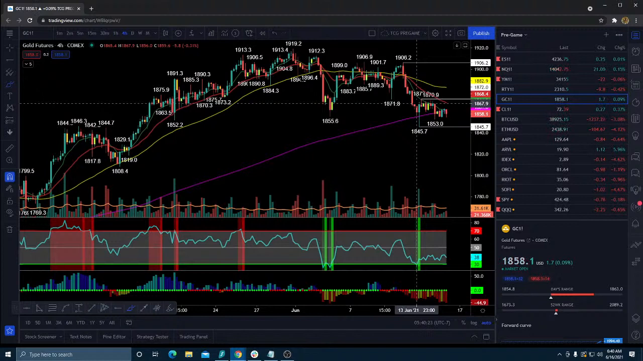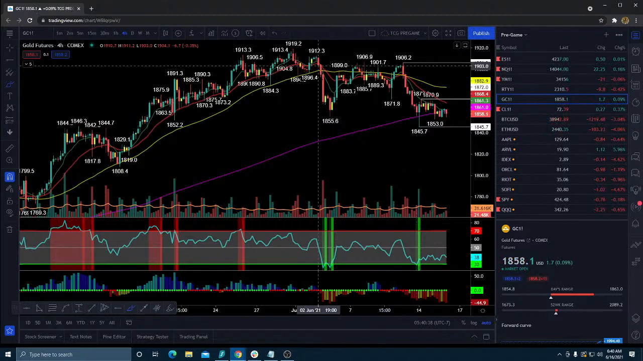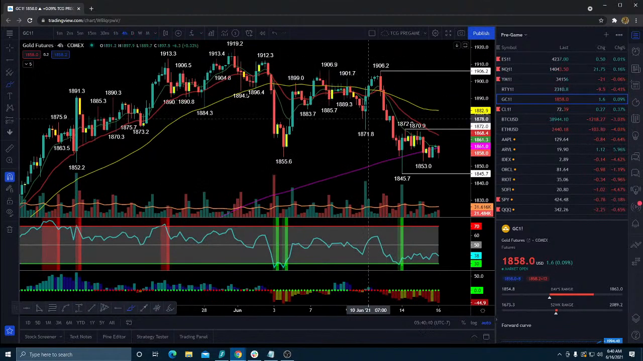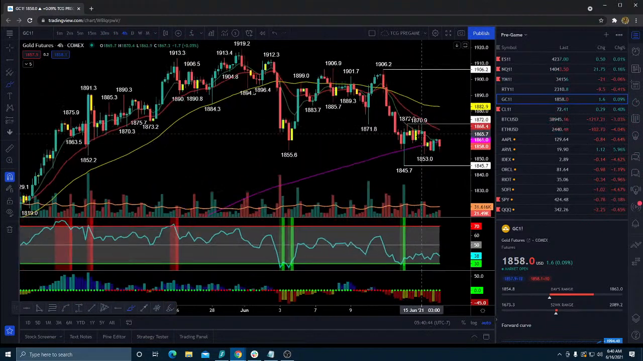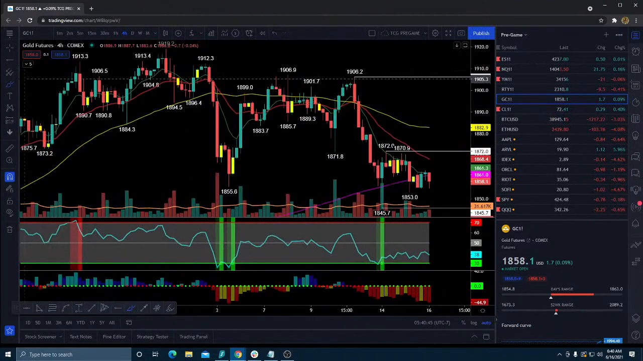If you are in NUGT or JNUG, these GDX, GDXJ gold miners, if you are in them bull or bear today, be careful. You have to be a serious professional in order to trade that on a day like today. Key resistance, 1906. Key support, 1845. So if we stay within this range, that'd be great.